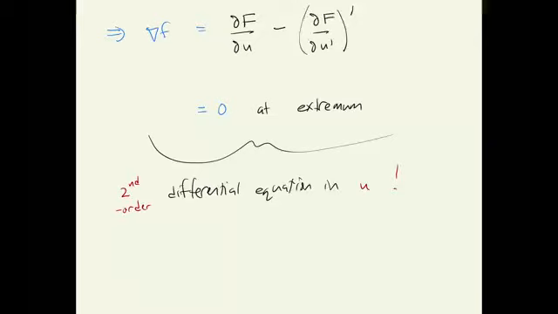Because you started out with u and u primed in your F, but when I take this derivative here, I'm going to get some u double primed terms. Does anyone know the name of this differential equation? Has anyone seen this before? Euler-Lagrange equations. So these are exactly the Euler-Lagrange equations. Where did you see Euler-Lagrange equations before? Optimal control.